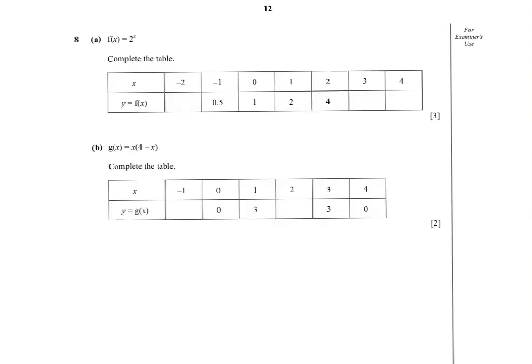Firstly, number 8, complete the table. Use your calculator to find the missing value. So the first one, 2 power negative 2, then 2 power 3, then 2 power 4. To find the missing value, put the value of x, then find the value of y with your calculator. You will get 2 power negative 2 equals 0.25, 2 power 3 equals 8, 2 power 4 equals 16.